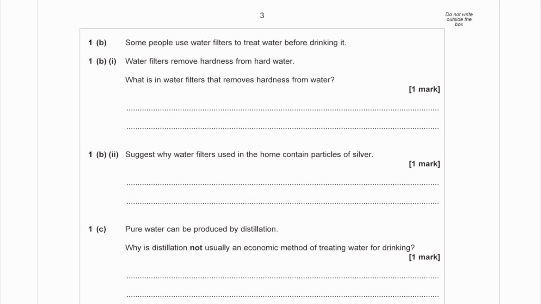So let's move on. We've got question 1b. Some people use water filters to treat water before they drink it. Water filters remove hardness from hard water. What is in water filters that removes the hardness? Alright, and so what it is that's going to remove the hardness is an ion exchange column. Ion exchange column. And that is enough for the 1 mark.